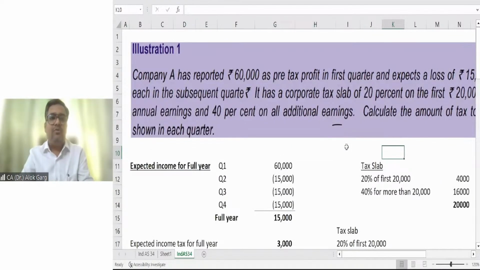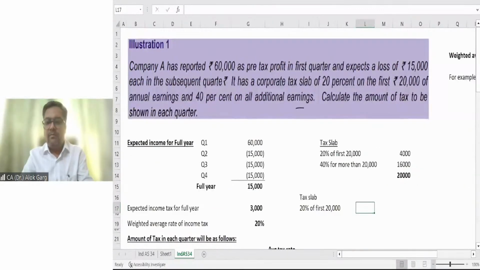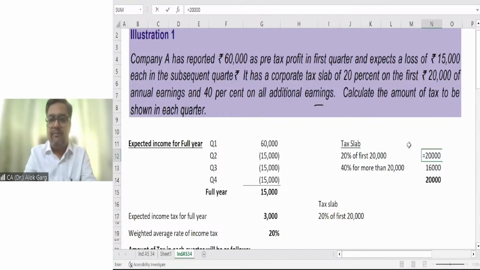Now, let's understand with the help of this example. So 60,000 is the profit in the first quarter, and the company is expecting a loss of rupees 15,000 in each quarter. If this concept would not have been there in Ind AS 34, what would have happened? What is your profit in the first quarter? 60,000. So what is your tax on 60,000? On the first 20,000, 20%. So 20,000 multiplied by 20%, it comes out at 4,000.